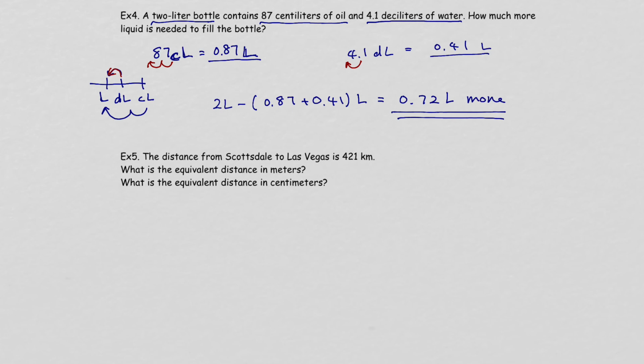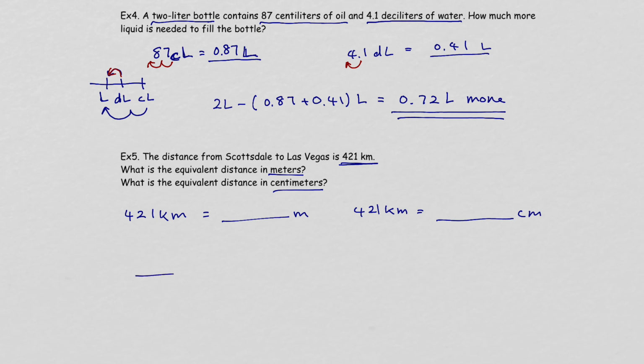What about the next one? So this is just showing the distance between Scottsdale and Las Vegas, right? So that's 421 kilometers, and you wanted to change to meters and centimeters. That's all you wanted to do. So 421 kilometers into meters and 421 kilometers into centimeters.